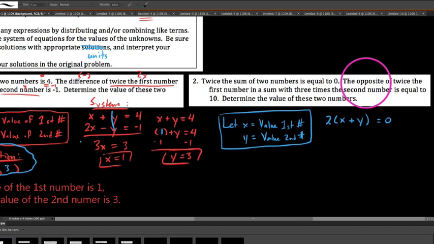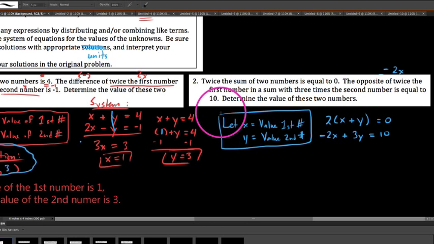And then our second equation comes from the second sentence. It says the opposite of twice the first number in a sum with 3 times the second number is equal to 10. So opposite, what's that going to mean? It means negative. So we say negative 2 times our first number, so negative 2x, in a sum. A sum means plus, and 3 times the second number would be 3y, which comes out to equal 10. So our second equation is the opposite of twice our first number in a sum with 3 times our second number comes out to be 10. And from here we get our system.